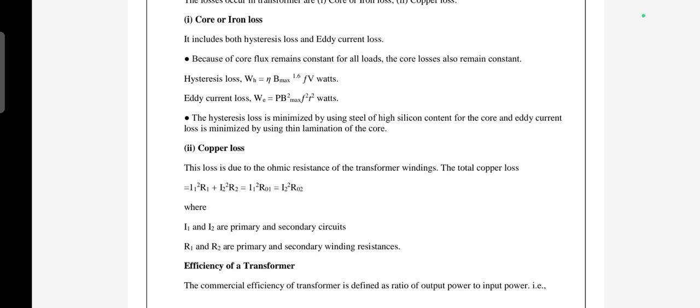And then we see the copper loss. This loss is due to the ohmic resistance present in the transformer winding. We know that power loss is I squared R, right? So the copper loss is I1 squared R1 plus I2 squared R2, equal to I1 squared R1 and I2 squared R2, where I1 and I2 are the primary and secondary currents, and R1 and R2 are the primary and secondary winding resistances.